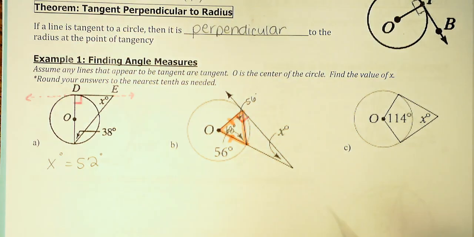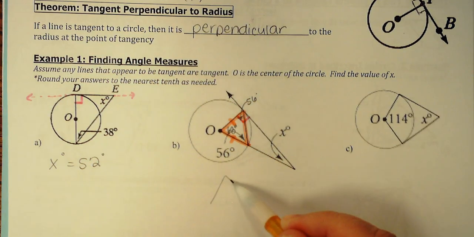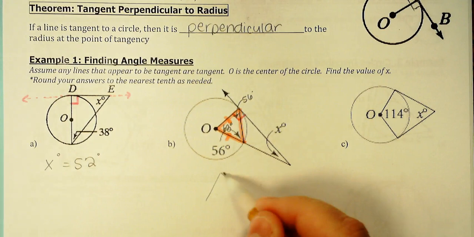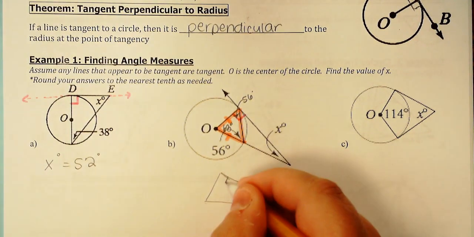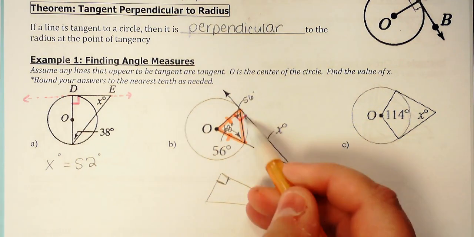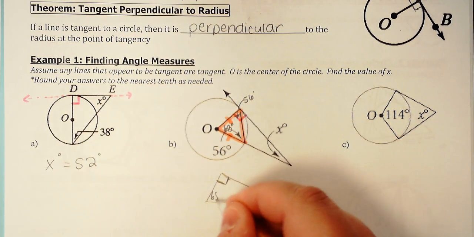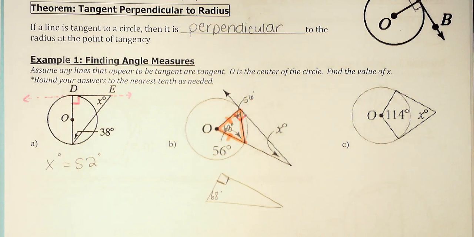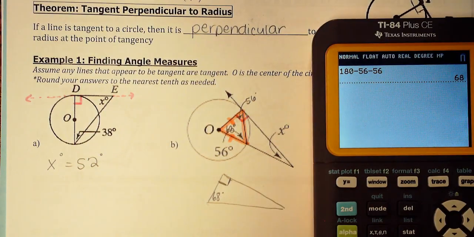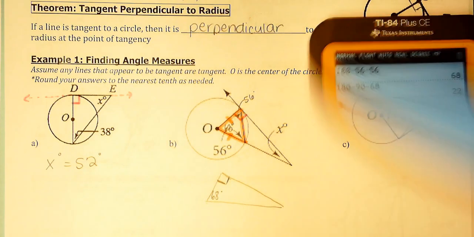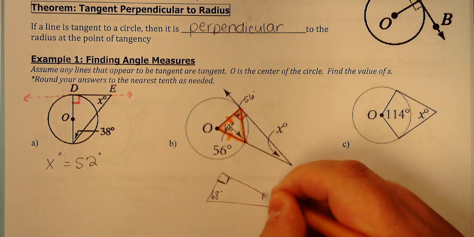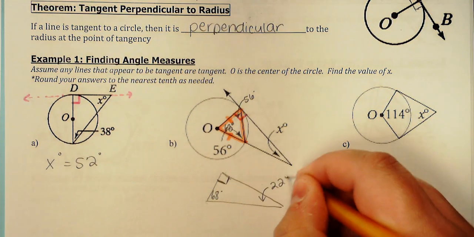Okay, now here's what I'm going to do to find X. Just going to look at a couple ways to do this. I'm going to look at this triangle kind of similar to what we did in the last question. That whole thing is 90 right there in the corner. This is 68, and X is going to have to be the leftover from that. So 180 minus 90 minus 68, and we're going to get X to be 22 degrees in that diagram.